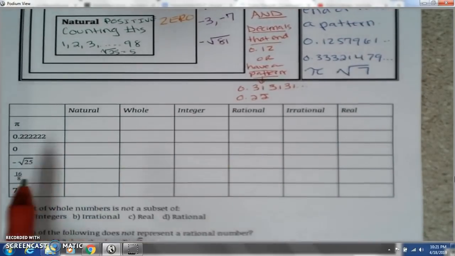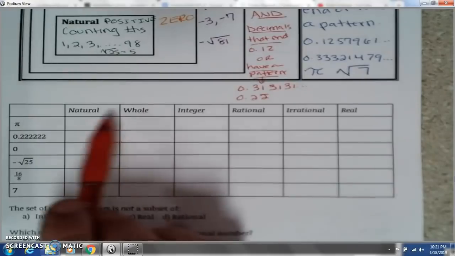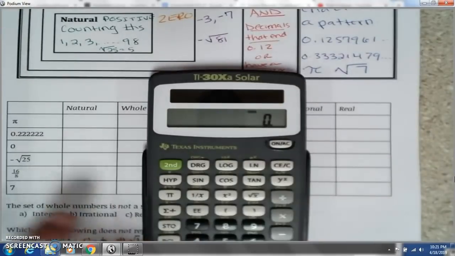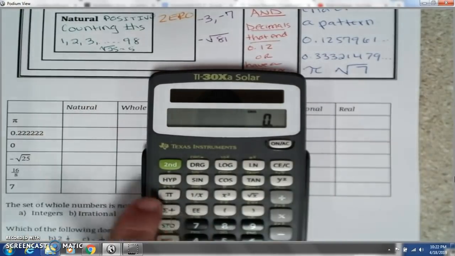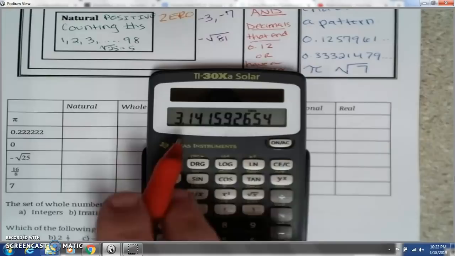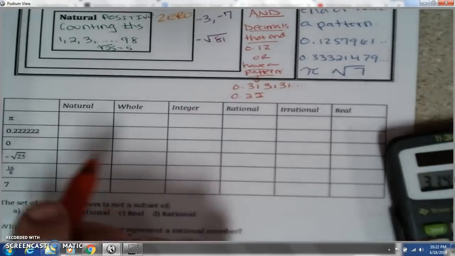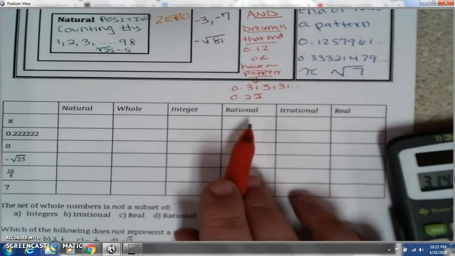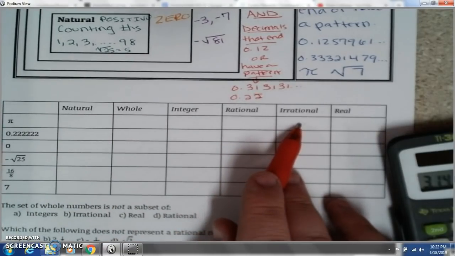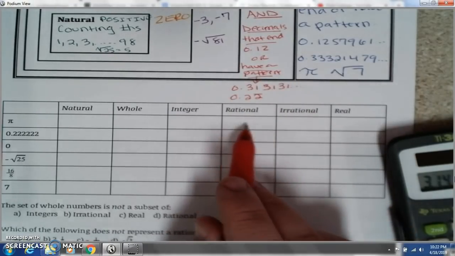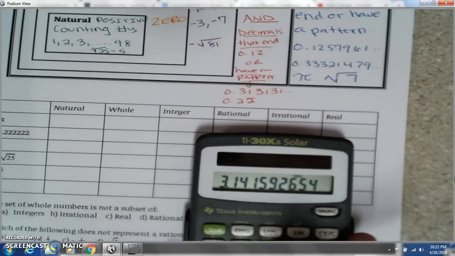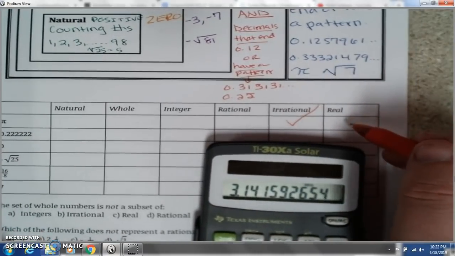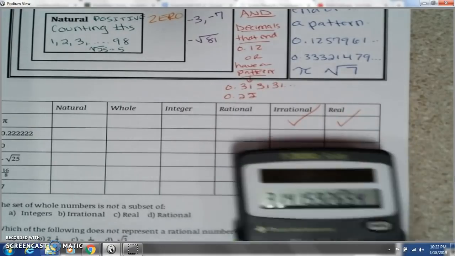So let's look at this. We have a box here, and we're going to help classify each of these numbers, okay? So pi, it's not 3.14. Use the button on your calculator. It's a very long decimal. Natural, whole, and integer are not decimals. So we have to decide if it's rational or irrational. We already kind of said that, but because it goes on and on and on, it's irrational, okay? And real as well. All numbers are real, okay?